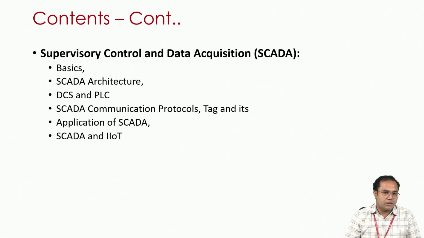Then in this topic, we will learn about the basics of SCADA architecture, DCS versus PLC. DCS is the distributed control system. We will also cover SCADA communication protocols, tags, and so on, and applications of SCADA and IoT, industrial IoT. All these topics we will learn in this course. So let's continue with our journey. Let's continue the topics in the next class.